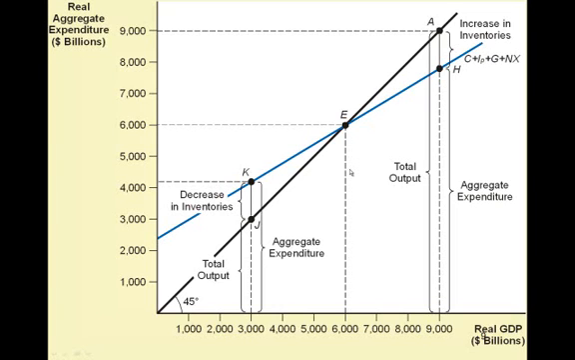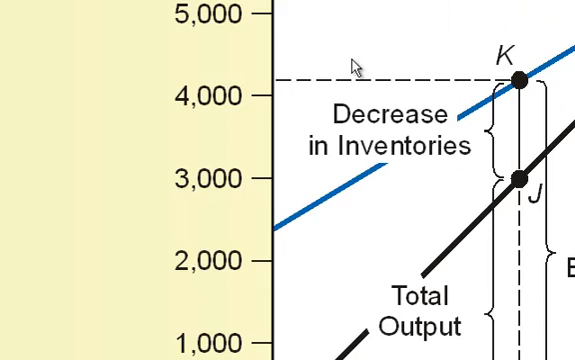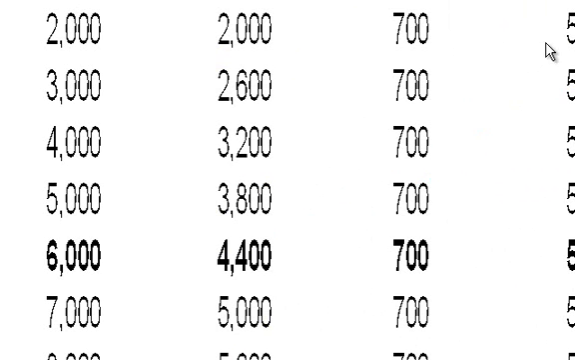Hello everyone. In this video, we will figure out how to find equilibrium GDP on a graph. In the previous slide, we calculated numbers in column 6, aggregate expenditure, by adding up consumption, investment, government purchases, and net exports. And we got GDP levels in column 1.